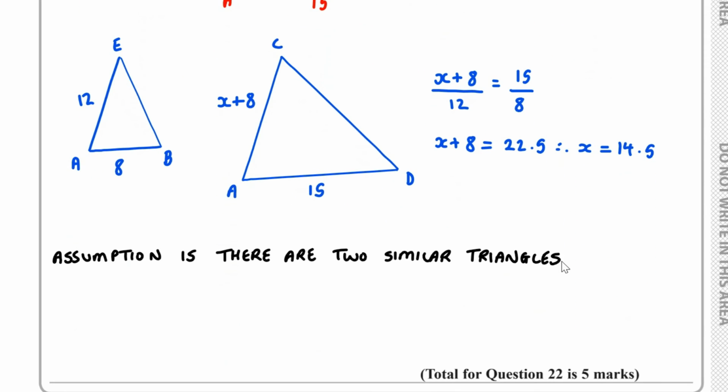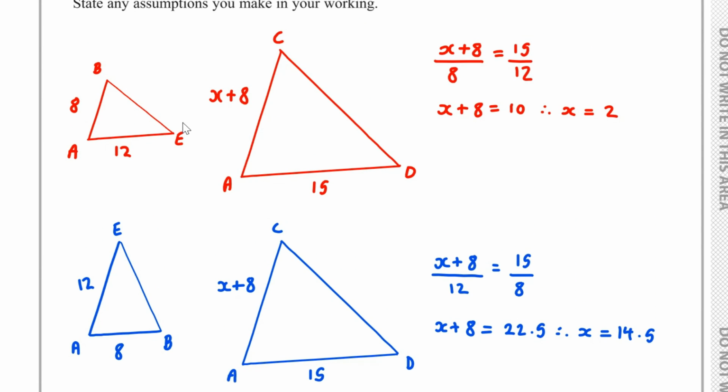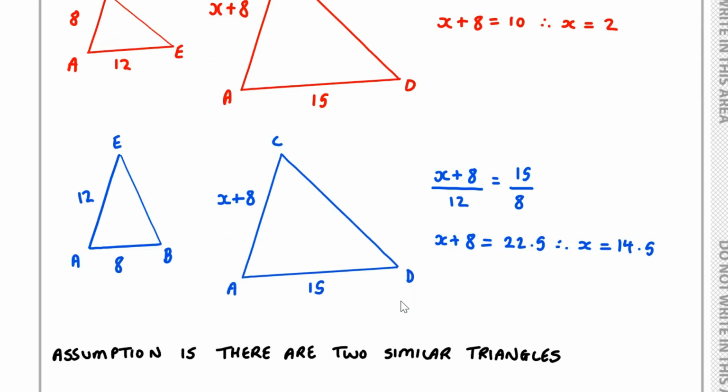So the assumption is that there are 2 similar triangles, one we see in red and the one we see in blue.